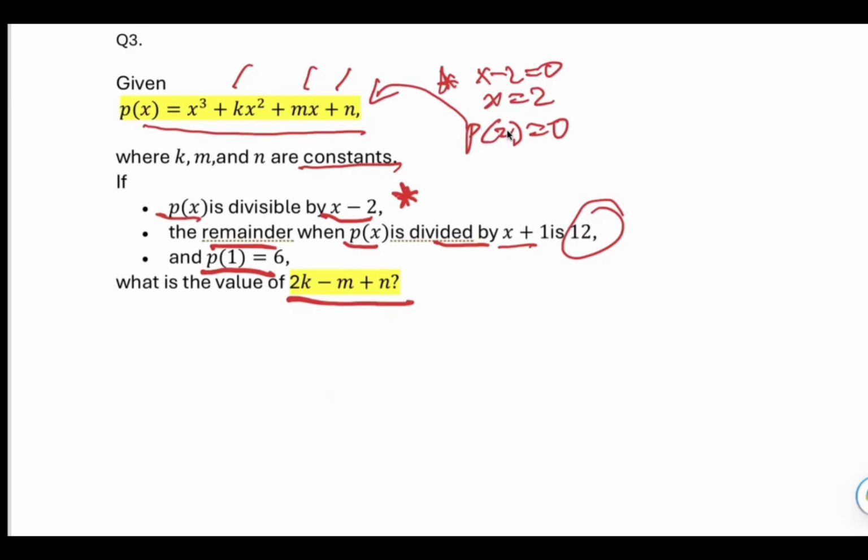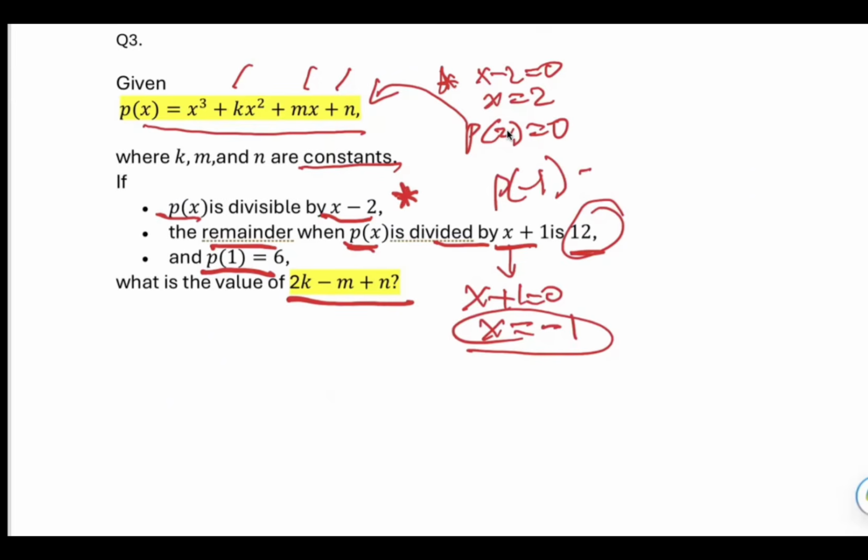They said the remainder when P of X is divided by X plus 1 is given. The rule is if it's divided by something with a remainder, set the divisor equal to 0. So X plus 1 is equal to 0. X is equal to what? Minus 1. So you put minus 1 in the system, and this is the remainder. So P of minus 1 is actually 12. We're also given P of 1 is equal to 6.